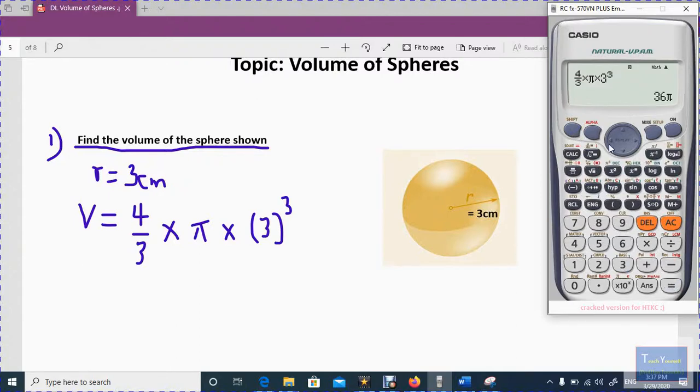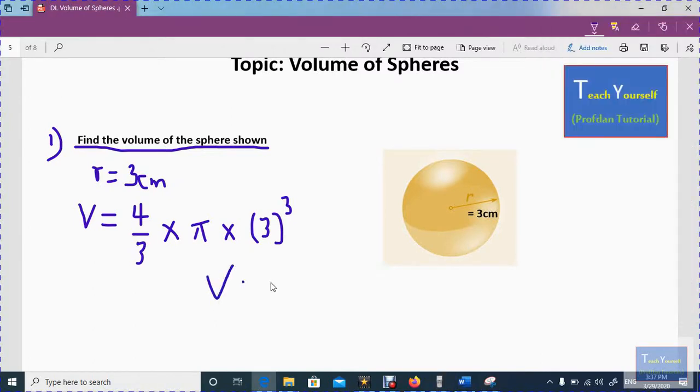If you are not too sure how to press this, check our previous video on how to use a scientific calculator to have a better understanding. So we have 36 pi or 113.097. So the volume of this sphere is given as 113 centimeters cubed.